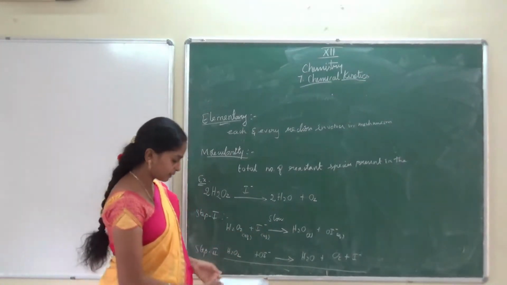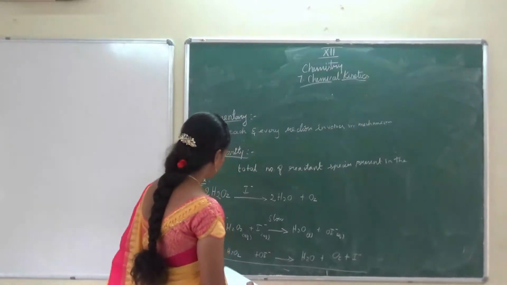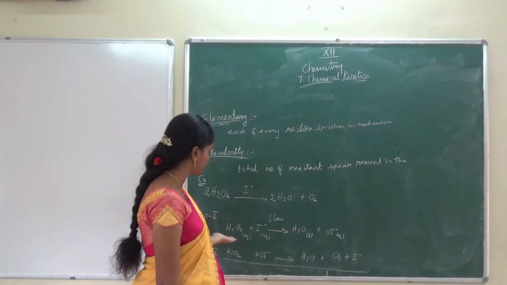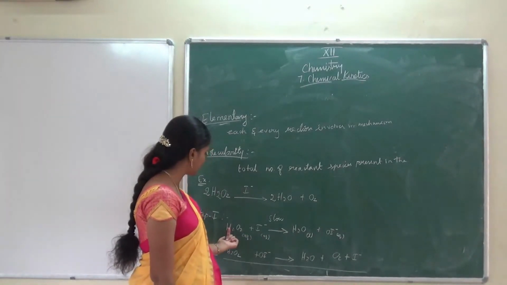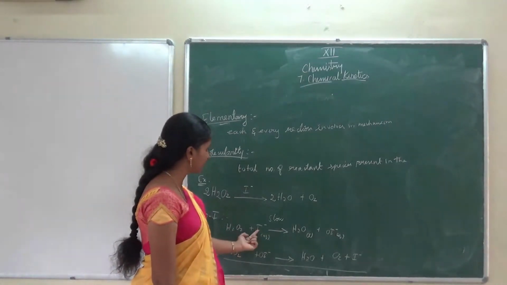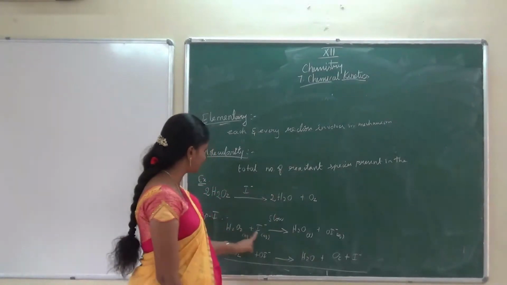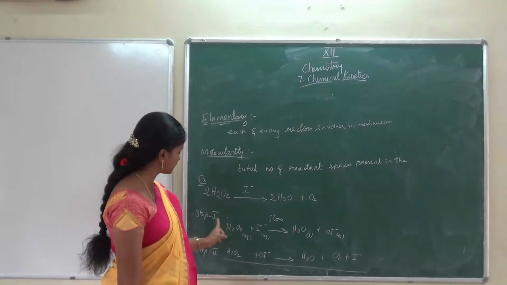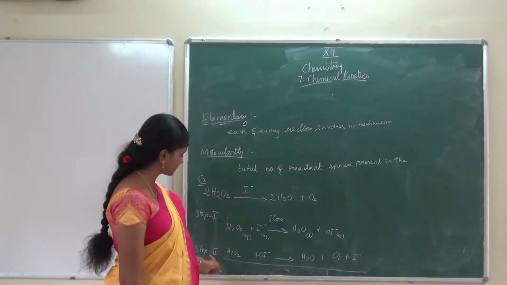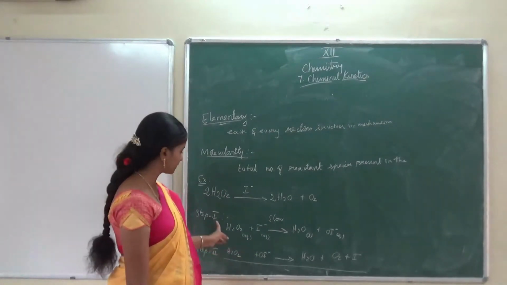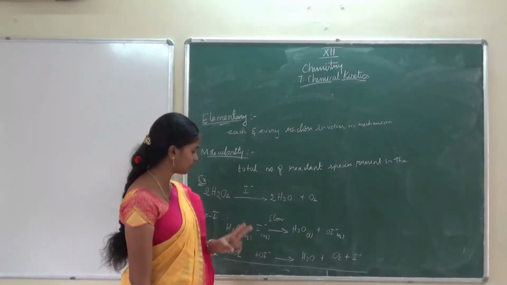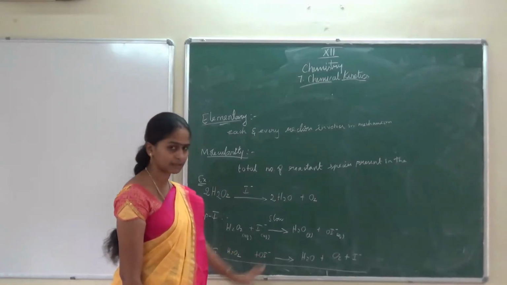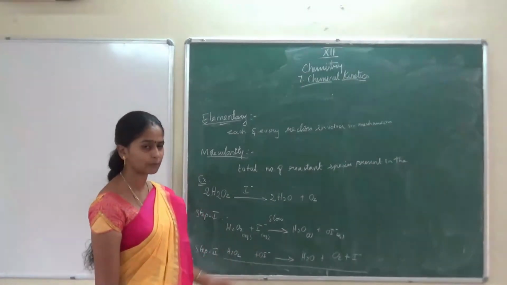Next we are going to see, if they ask what the molecularity is here: the molecularity is the number of reactant species present in the elementary step. Step 1 is one elementary step, and step 2 is one elementary step. In the first elementary step, what is the molecularity? 2. In the second elementary step, what is the molecularity? 2, because 2 reactants are present. Like that, they can ask one more question.